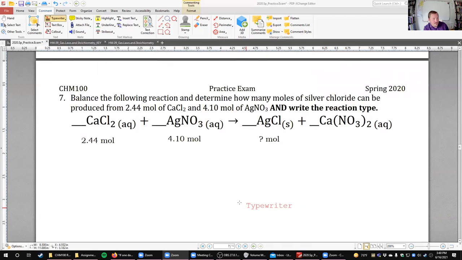And as far as reaction type, you folks are getting pretty good at recognizing these. Nothing's changing charge here. Start with two aqueous solutions and you get a solid and another aqueous. So this is a precipitation reaction.